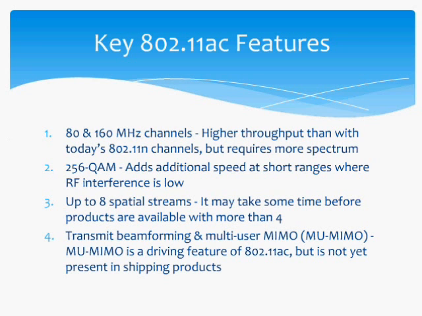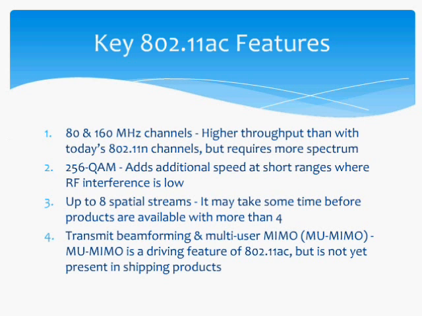This does require that you have additional radio spectrum, which is something that we'll be talking about. The second big feature is called 256 QAM, which is a way of packing more data into the same amount of time.